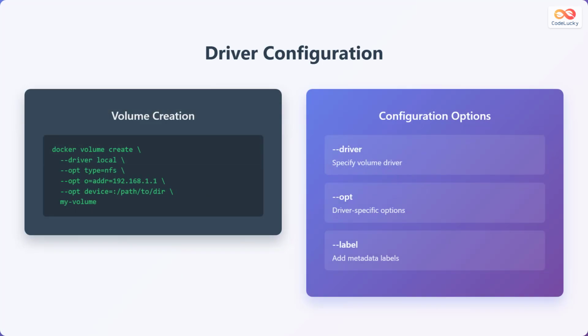Here's how to configure a driver during volume creation. The command is docker volume create, followed by the driver, which is local in this case. Then specify the type, such as NFS, and options like the address, which is 192.168.1, and the device, which is :/path/to/directory, and finally the volume name my-volume. Configuration options include specifying the volume driver with the driver flag, setting driver-specific options with the opt flag, and adding metadata labels with the label flag.